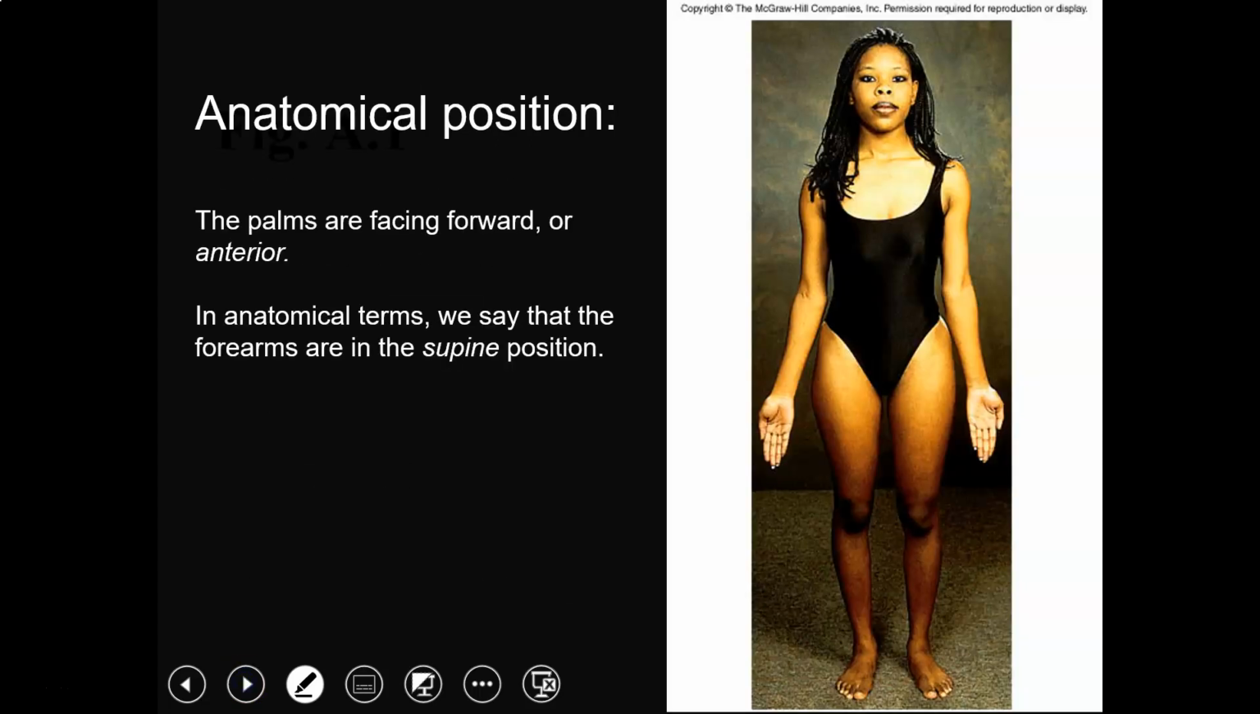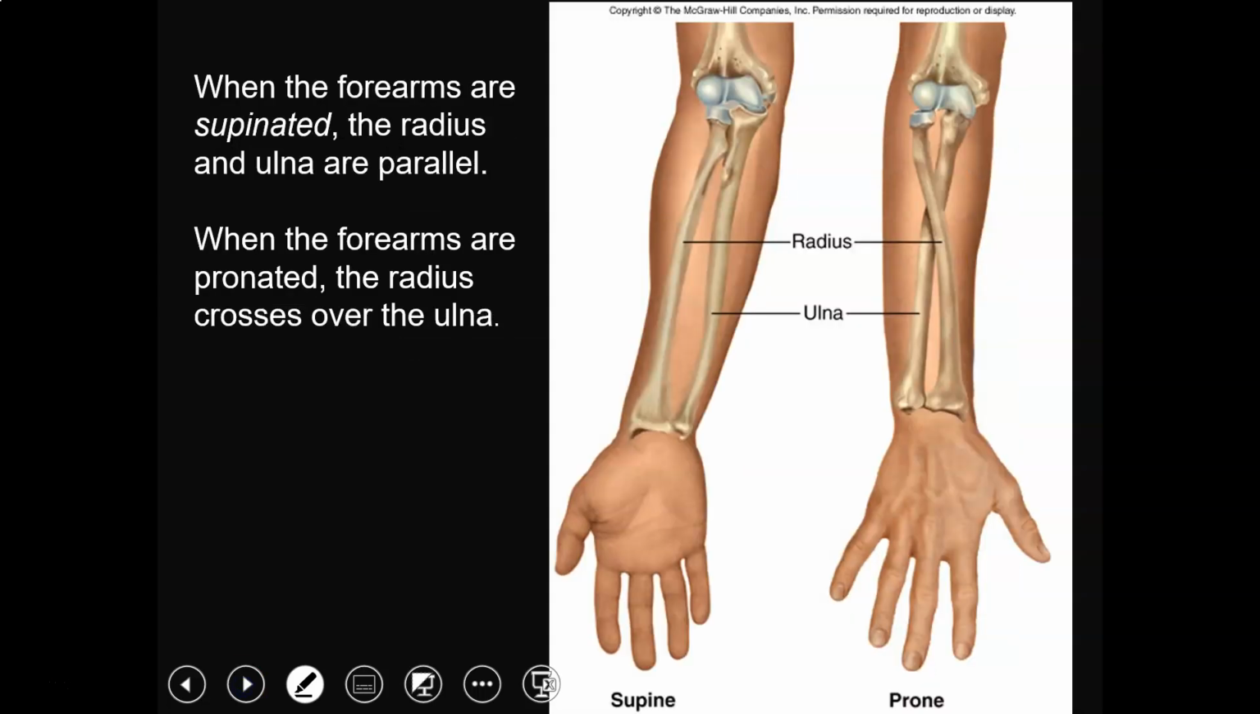All directional terms are based on anatomical position. In anatomical position, the palms are facing forward. They're in the supine position. This is important because in this position, the radius and the ulna are parallel. Turn the arm over, the radius crosses over the ulna, and it's more difficult to describe.